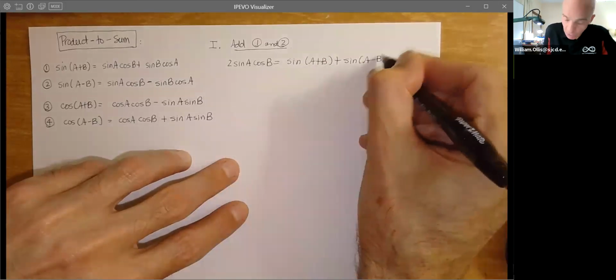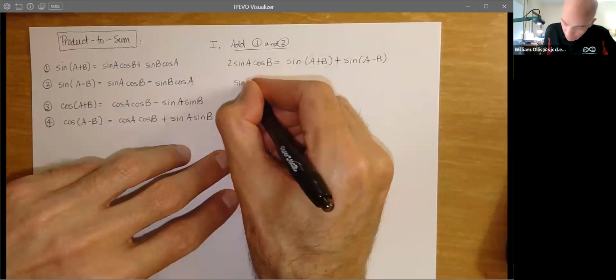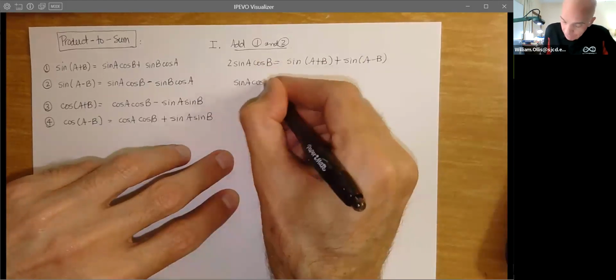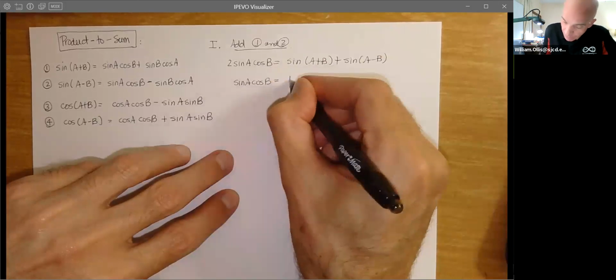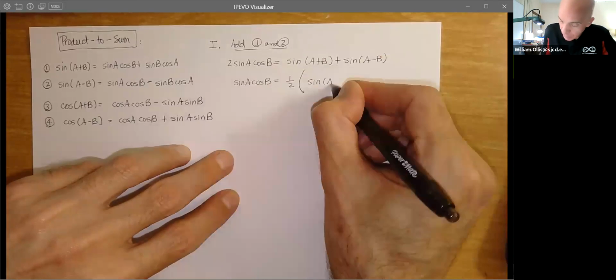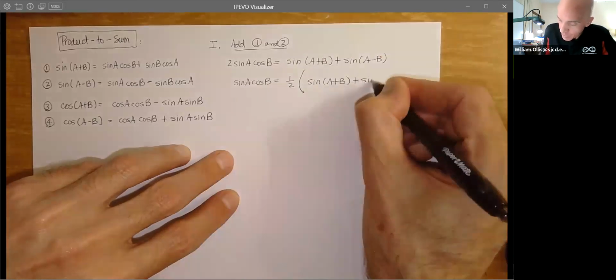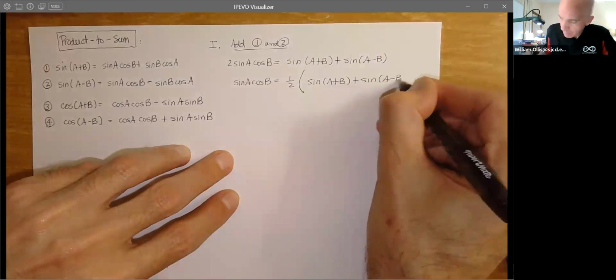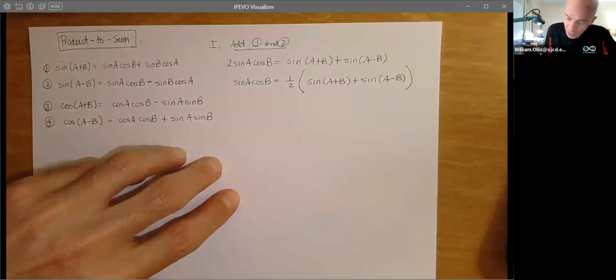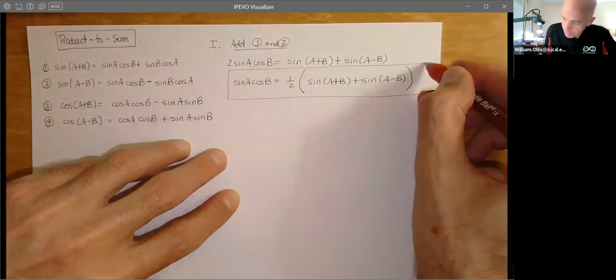And then divide by 2. So the product, sine A cosine B equals 1/2 [sine A plus B plus sine A minus B]. So you're thinking, why do we care? Well, very useful with integration.